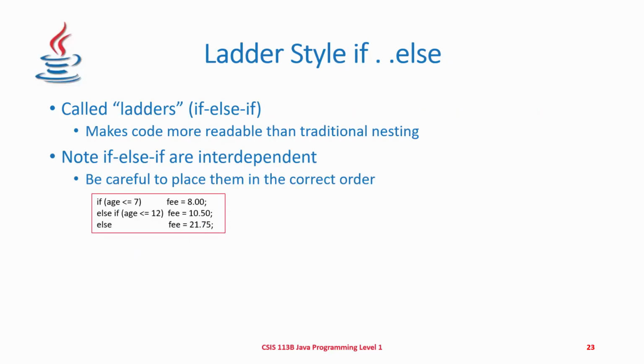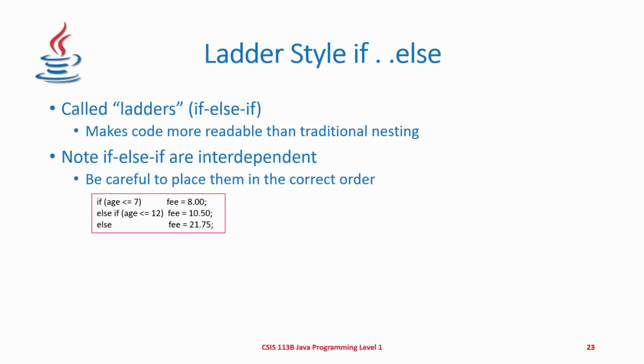Here's what they refer to as a ladder style if-else. Makes code more readable than traditional nesting. Note that if-else-ifs are interdependent, so be careful to place them in the correct order. For instance, here we're looking at ages, and we want to make sure that we check the lesser ages first. So the first check is to see if age is less than or equal to 7. If so, assign the fee of $8.